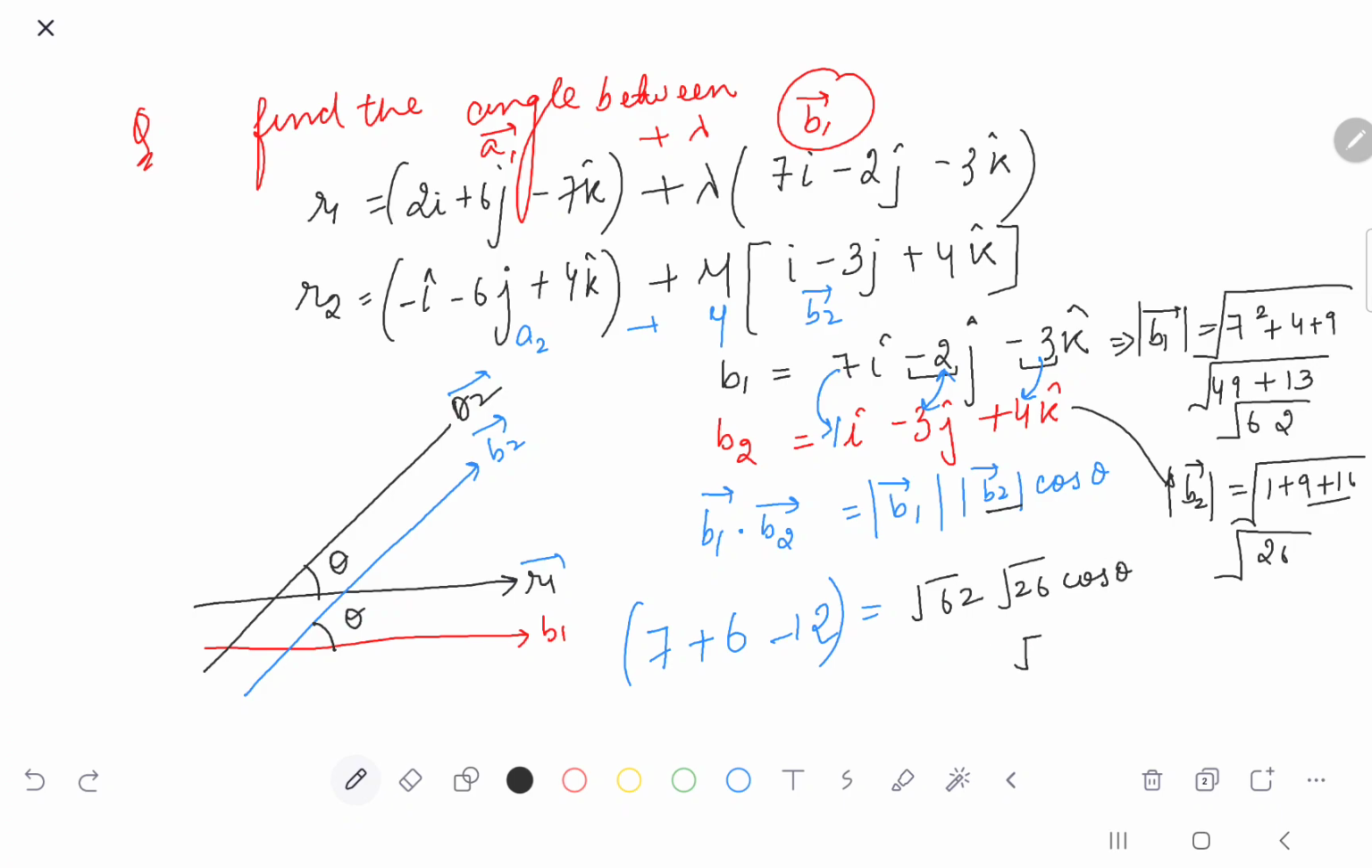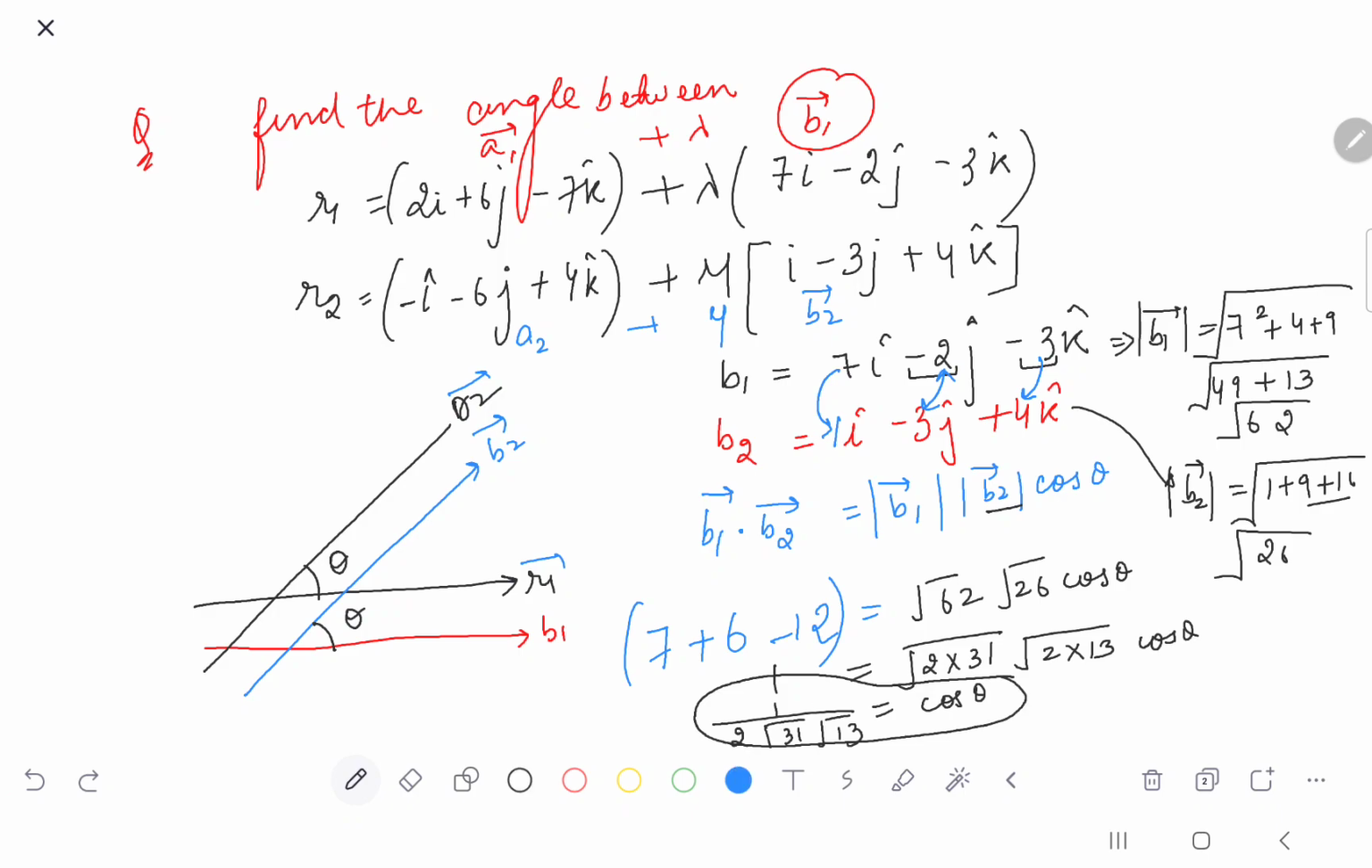So I will have 2 times 13 into 2 times root 31 cos theta. And here I am going to have 13 minus 12. 13 minus 12 shall be 1. So it will become 1 over 2 into root 31 into root 13. That is going to be my cos theta value. You understand?